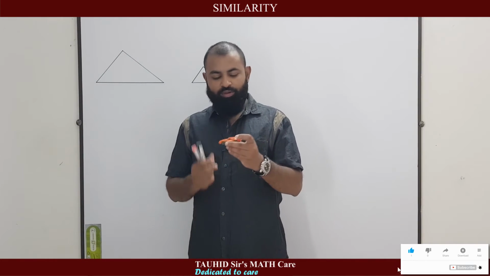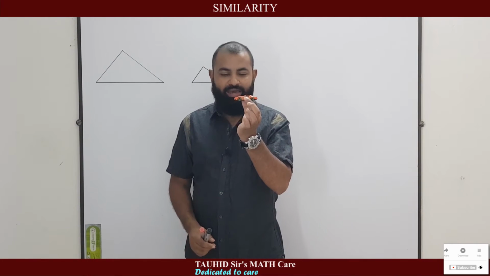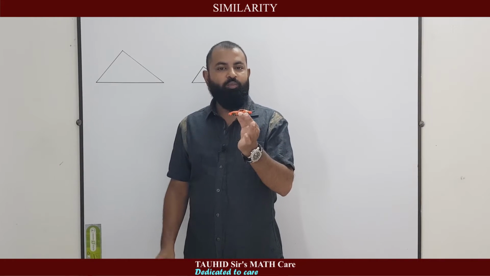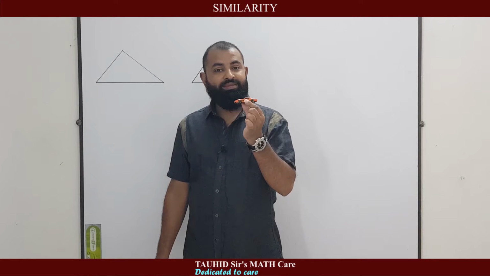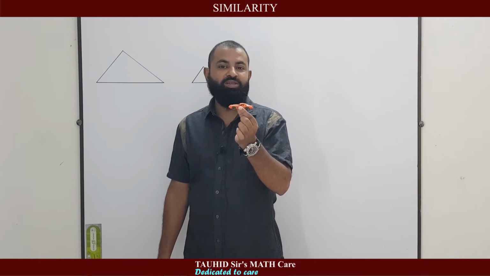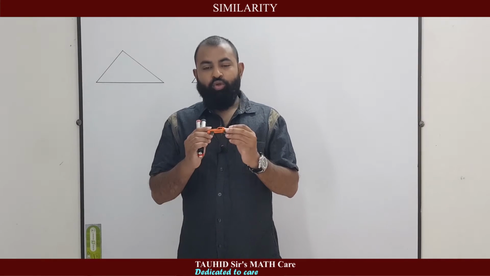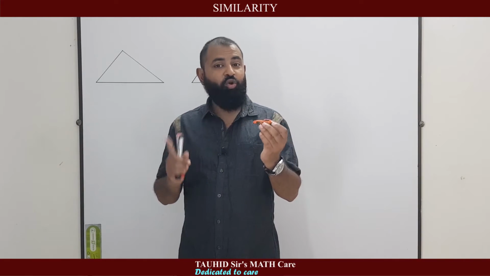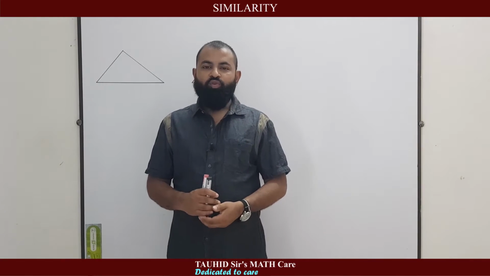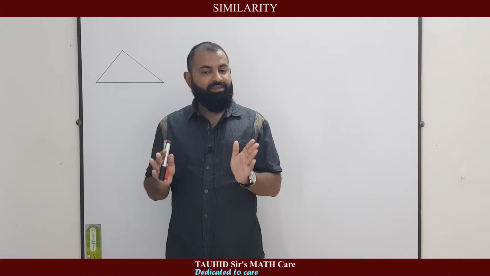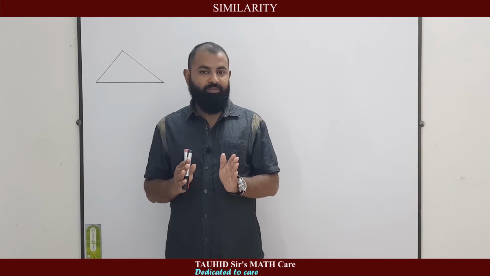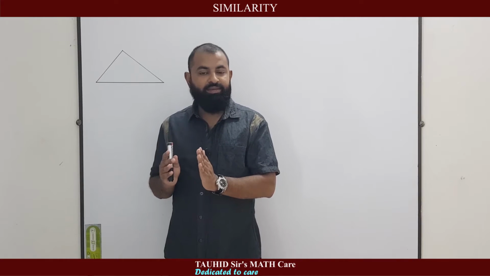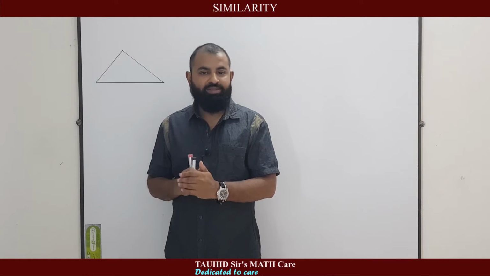For another example, I have a toy car in my hand. It is similar to the actual shape of a large car, but in size it is much smaller than the real car. So this car is similar to a large car but not congruent. In case of congruency, both the size and the shape are the same, and in case of similarity, only the shape is the same, size may not be the same.